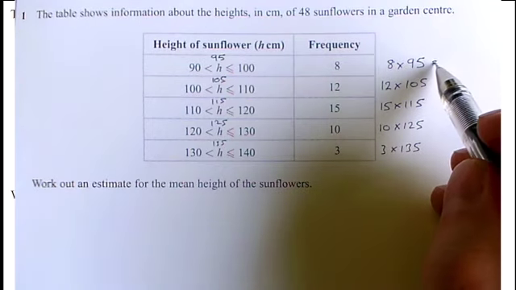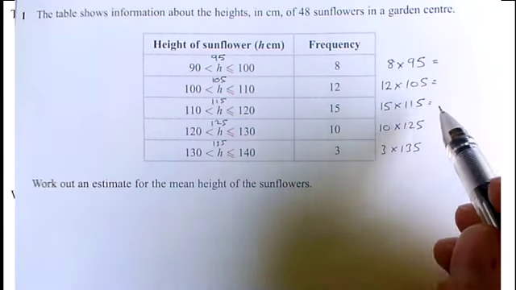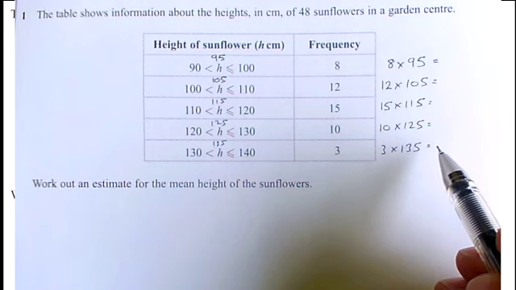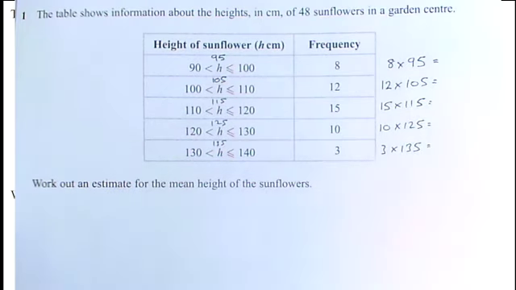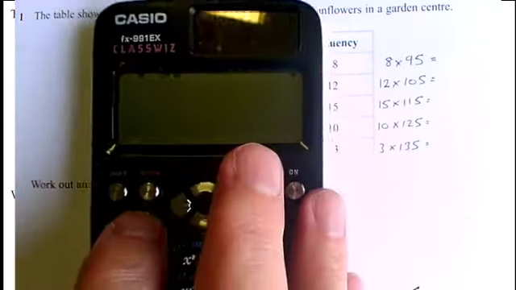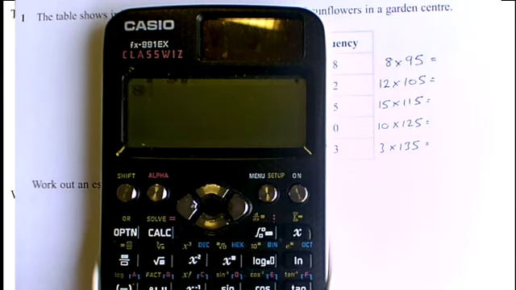And if I know how many sunflowers there are, and I'm told in the question there's 48, I should be able to find out an estimate for the mean. So I'm just going to check that the question's accurate. I'm going to add up the frequencies to make sure I've got 48 flowers. Do it on my calculator. 8 plus 2 is 10, plus 5 plus 3, plus 10, that looks alright.